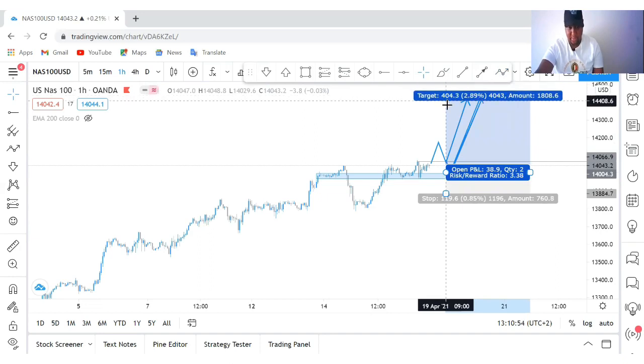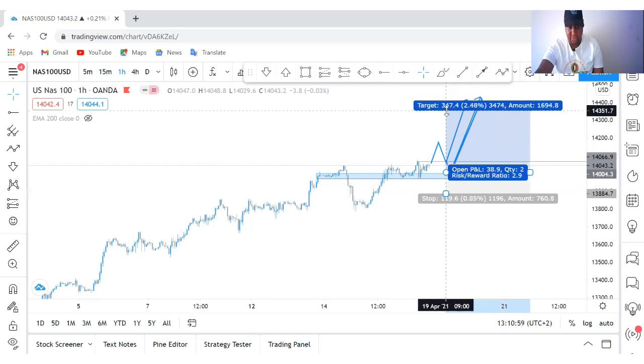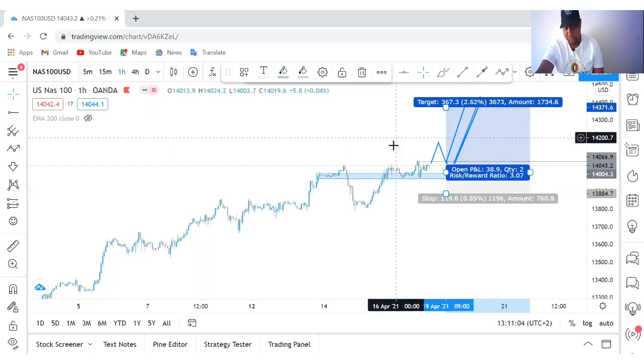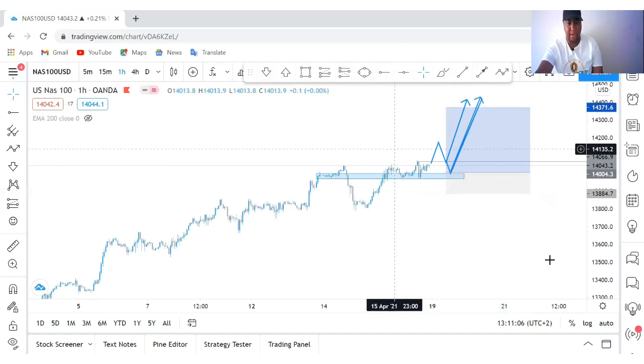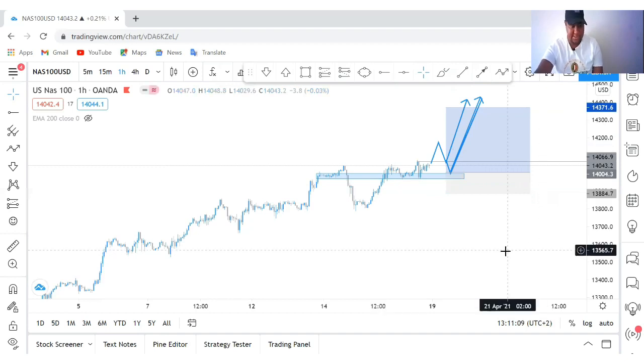But I like to get out as soon as the market starts retracing, I take my profits, wait for it to break and retest, and take another buy position. That's how I trade the market. So this is my bias. This is my point of view about NASDAQ. If it broke the 1400s, it's surely going to continue going all the way up.